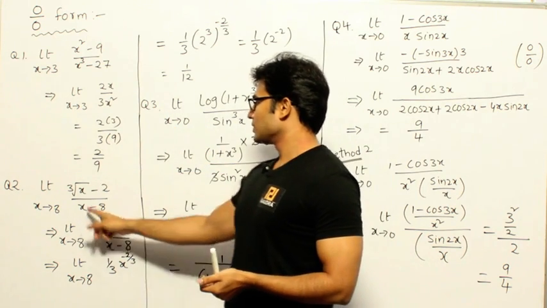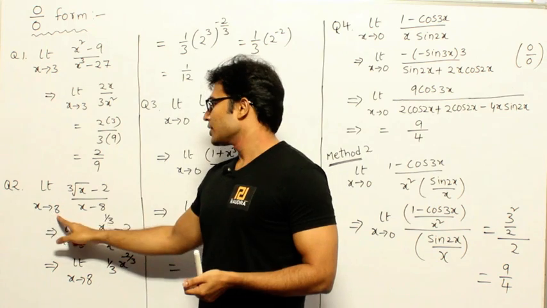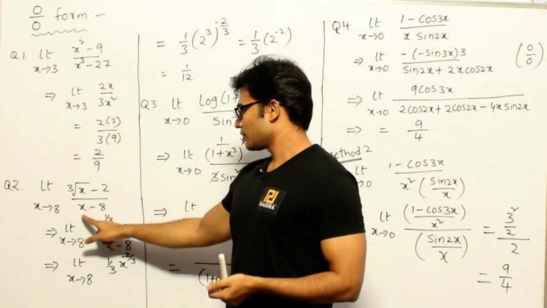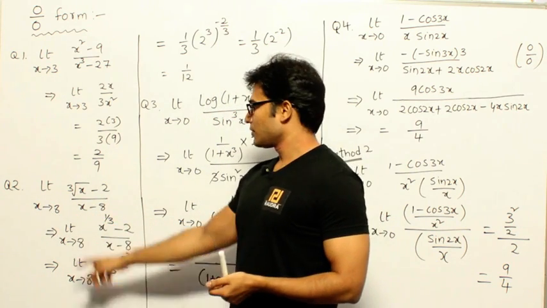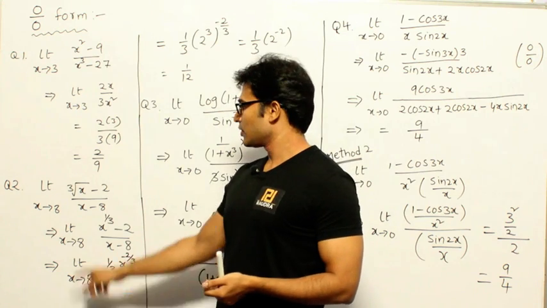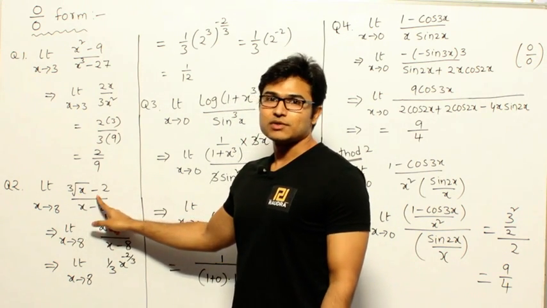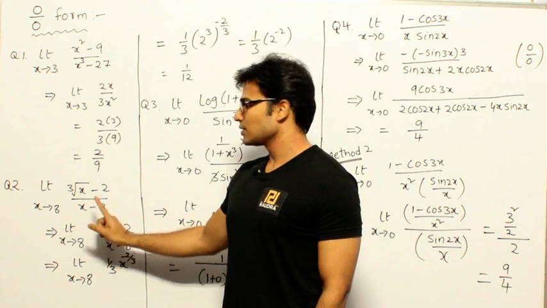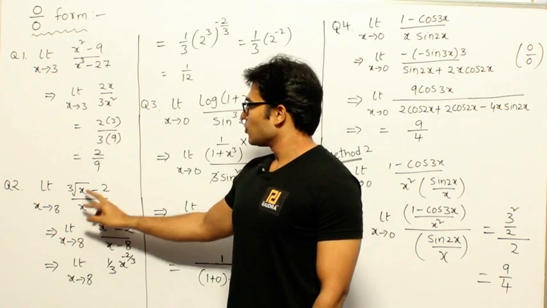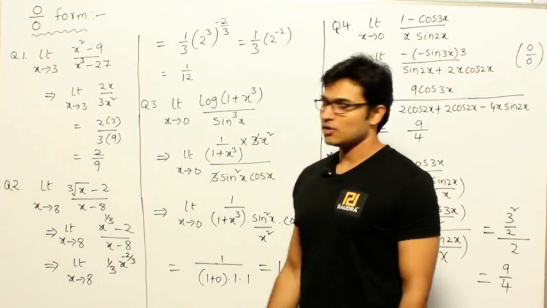Okay, now look at this one. Limit x tends to 8, cube root of x minus 2 divided by x minus 8. Now you try to substitute the value of the limit there. You are going to get here cube root of 8 is 2, 2 minus 2 is 0, and again 8 minus 8 is 0, right? Therefore it is 0 by 0 form. So again apply L'Hospital rule.